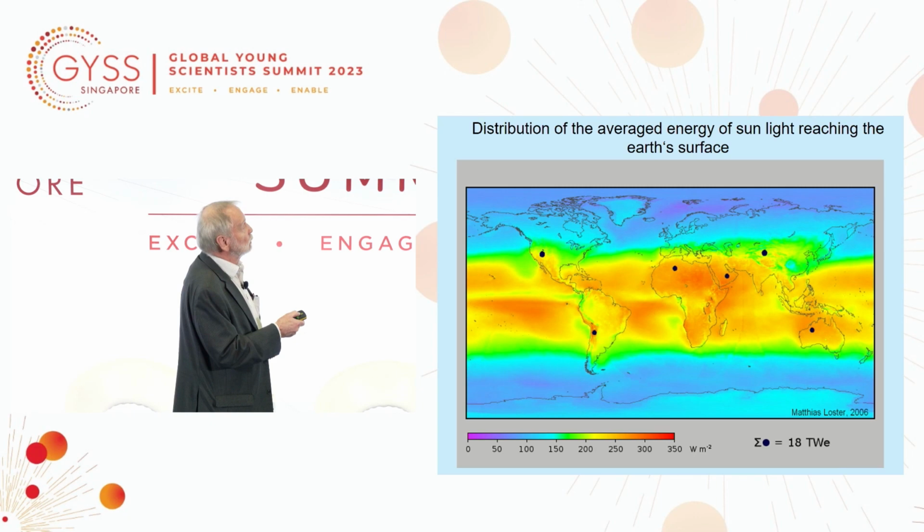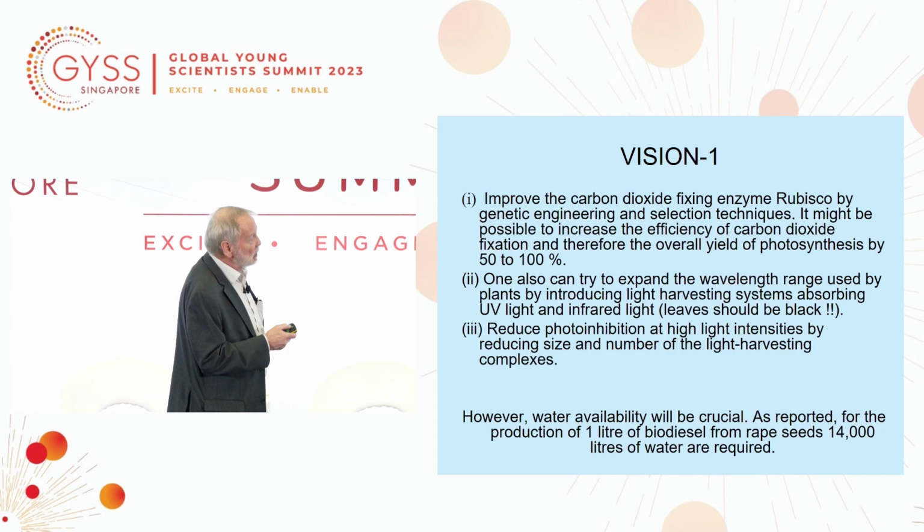And so my vision of how to use photosynthesis would be to improve the Rubisco, and be able to increase the yield of photosynthesis by 50% to 100%. One could try to expand the wavelength range of the light which is absorbed by the plants. And we also can reduce the photoinhibition, which is a problem mainly in photosystem 2. And water availability will be a problem, because you need a lot of water to produce the biofuel.